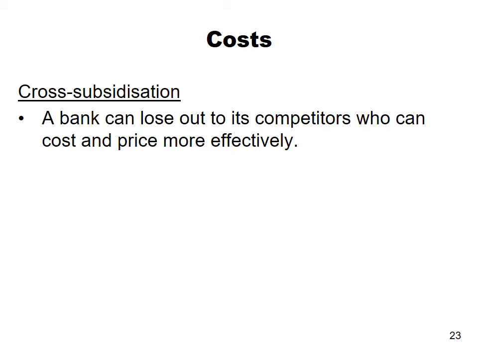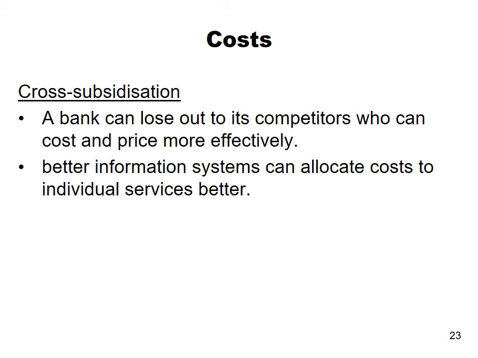A bank can lose out to its competitors who can cost and price effectively. This is important. You may have a very good marketing campaign, but if you fail to cost and price more effectively, you still will lose out. So a better information system can allocate costs to individual services better. So banks do invest a lot in the IT structure to allocate cost to individual services better.